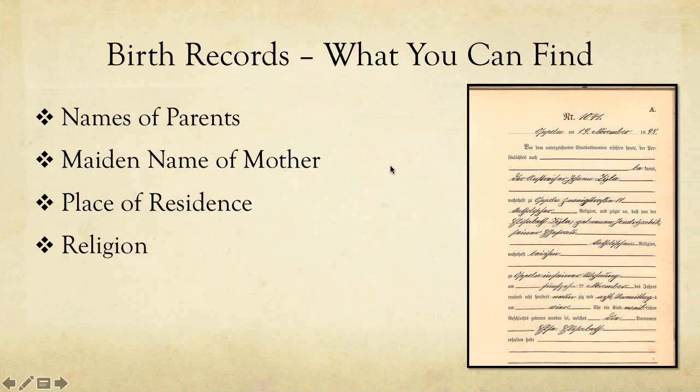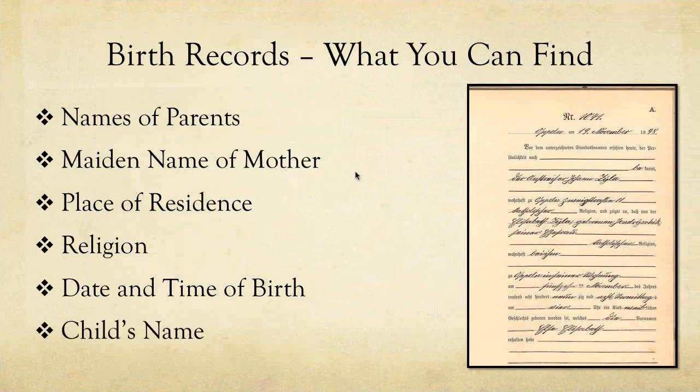The religion of the person will often be listed here. For birth records, you will often get the date and the exact time of birth. Our German ancestors were very detailed, and you can find out the exact time your ancestor was born. And then, of course, you'll get the child's name as well. So a lot of great information on these birth records. So how do we actually decipher them?